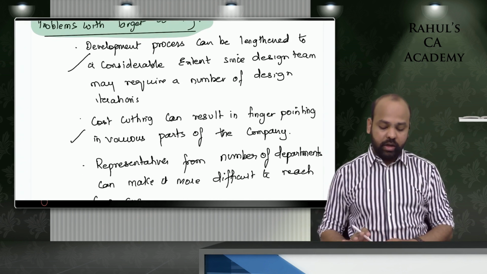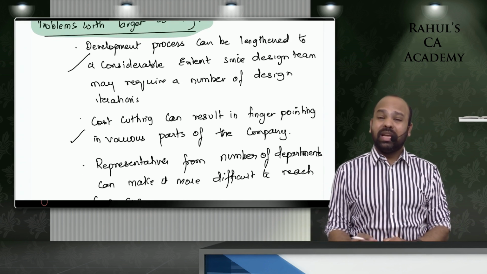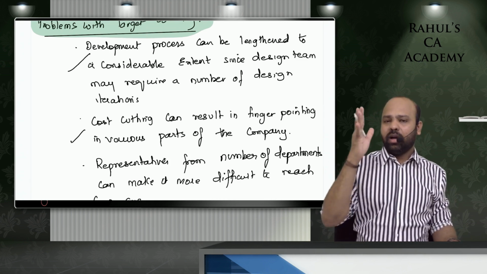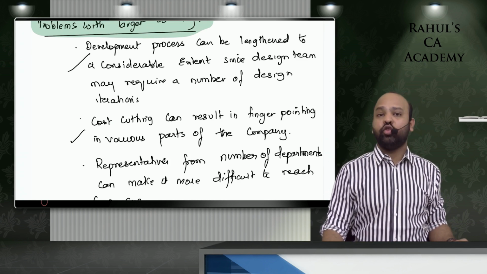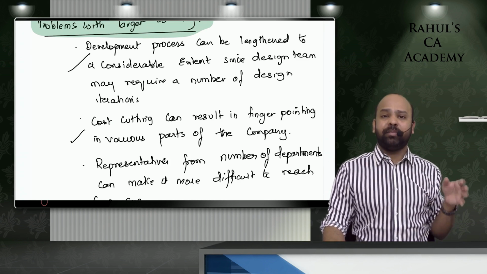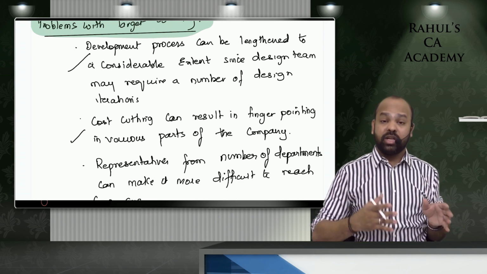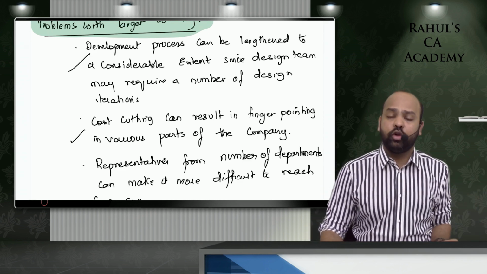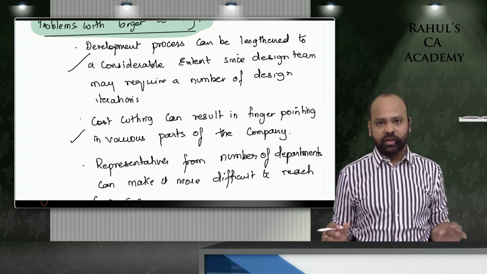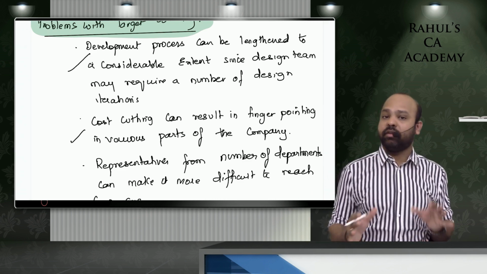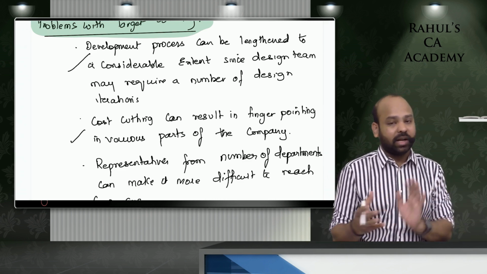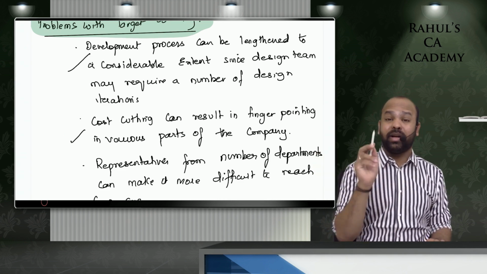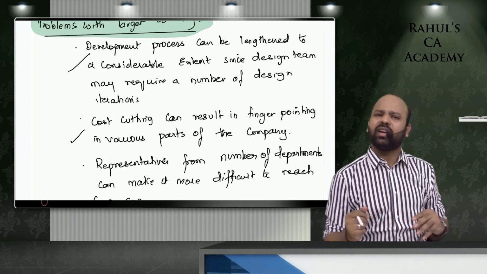Cost cutting can result in finger pointing in various parts of the company. Imagine I tell the production department that you will have to reduce your cost by 20%, while I tell my purchase department that you have to reduce your cost by only 5%. What if my production department questions: you are asking me to reduce cost by 20%, while the purchase department is being asked to reduce cost by only 5%? Why such deviations? So it can result in finger pointing, guys. If the target of one department is way too high and the target of the other department is way too less, we will be learning this as a drawback under performance measurement and evaluation also. All the topics are interrelated, guys. That's the beauty of the subject.